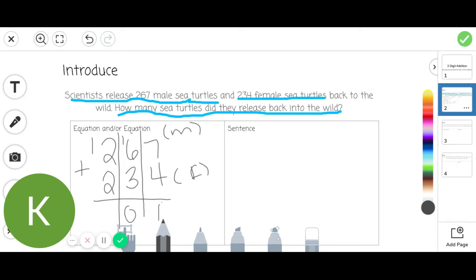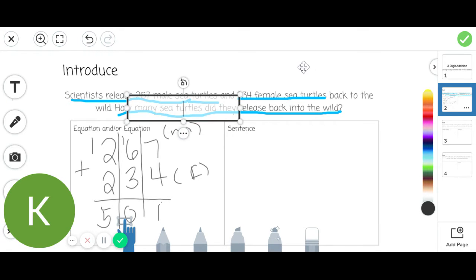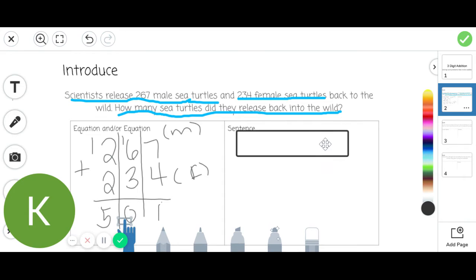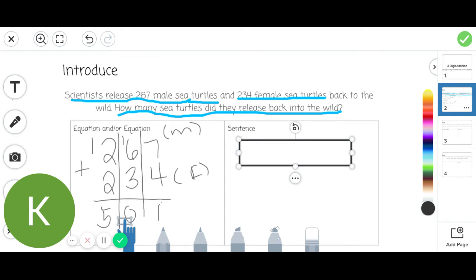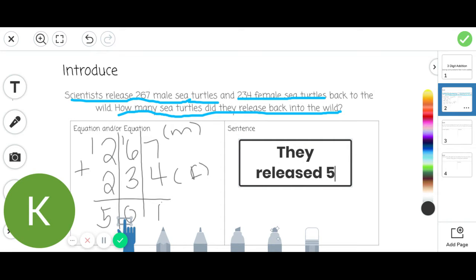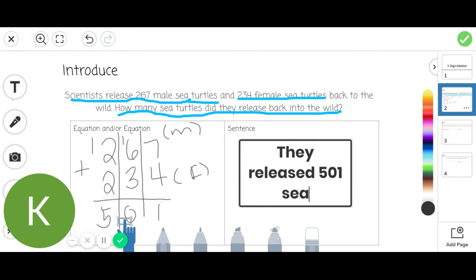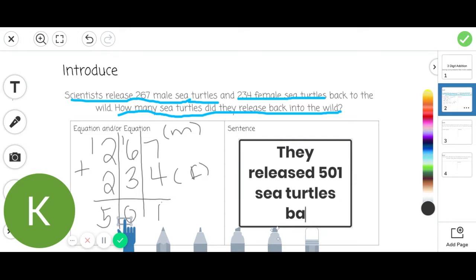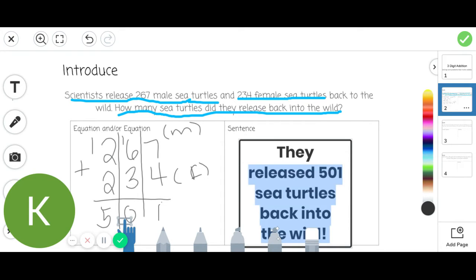200 plus 200 plus 100. Well, I know 200 plus 200 is 400, plus 1 more is 500. That means they released 501 sea turtles back into the wild. That's a lot of sea turtles.